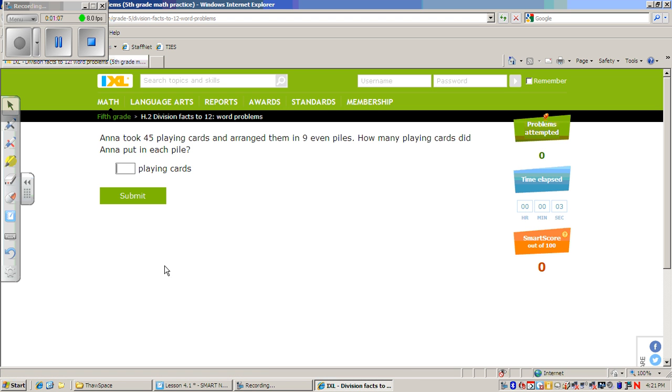So it says Anna took 45 playing cards and arranged them in 9 even piles. How many playing cards did Anna put in each pile? This is where it's nice to know what 9 times what equals 45, and that helps you with the division. And if I know my division facts, I know that 9 times 5 is 45, or 9 into 45 would be 5. So that's how they go back and forth.